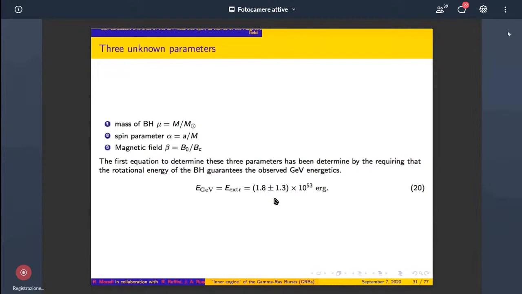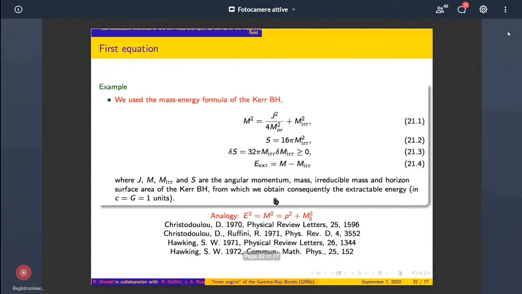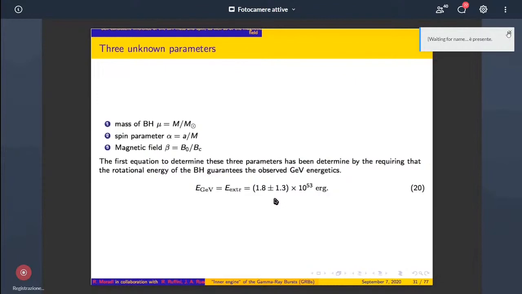The thing that we do for calculating these three parameters, mass, spin, and magnetic field, is that we demand that after our UP phase, for the moment I don't care about the UP phase, I use only after the UP phase, that we have mainly the JEV radiation. The JEV radiation is dominated by that. So we demand that the extractable energy of the black hole is equal to the JEV energy. What this means is that the rotational energy, which I explain in the next slide, is paying for the energetics of JEV radiation.